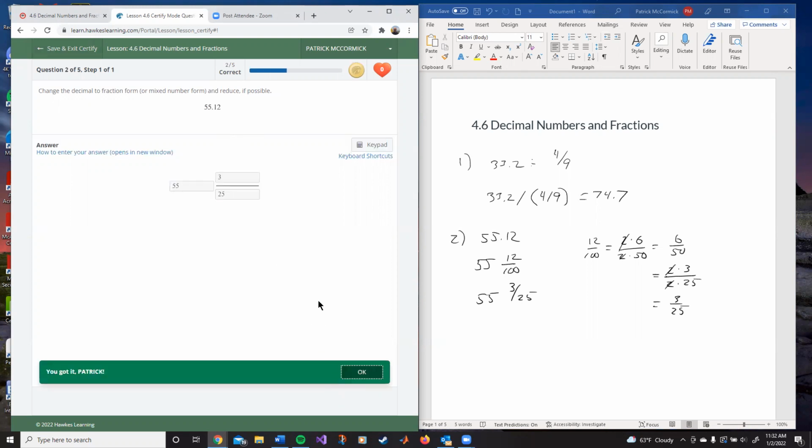Now, depending on the kind of calculator you have, it will actually do this for you. It'll convert decimals to fractions and fractions to decimals. So I highly recommend learning how to use your calculator.